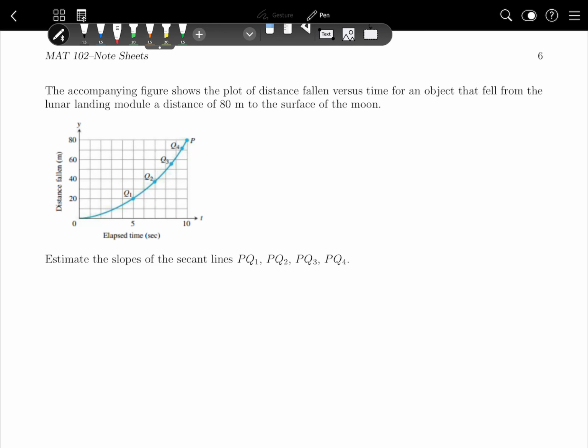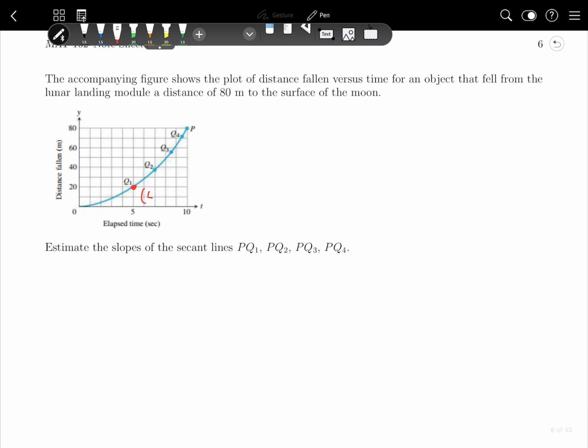So start off just like on the last problem and find ordered pairs for these points. So 5, 20, 7, 38 is what I'm going to call it. Remember, we're just approximating these. This one is 8.5, comma 55, and then I could call this one 9.5, comma 71, and then the last one is 10, comma 80.